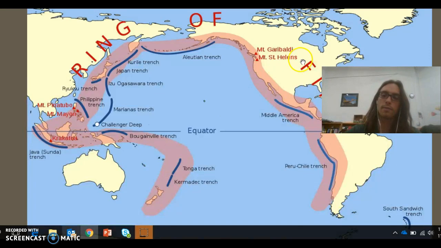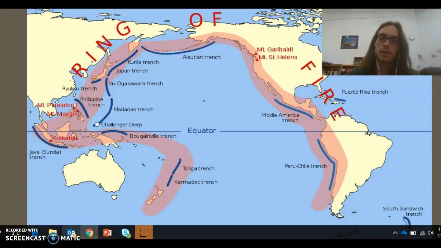Okay, so here's the Ring of Fire. This is where pretty much most of the volcanic activity in the world happens. There's also an Atlantic island arc that is also kind of a ring of fire, but this is where most of the volcanic activity occurs.